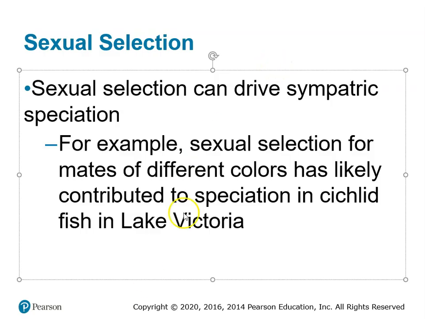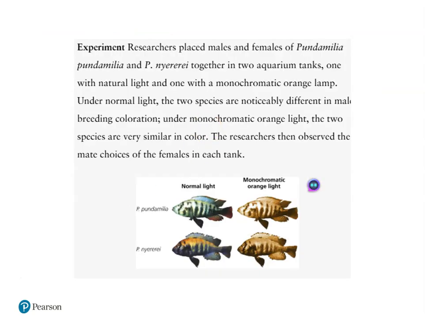Had a little problem. But cichlid fish in Lake Victoria. So you can see right here what they did. Researchers placed males and females of these cichlid fish together in two aquarium tanks. One with natural light. So what are they selecting? They're changing, and a monochromatic orange lamp.